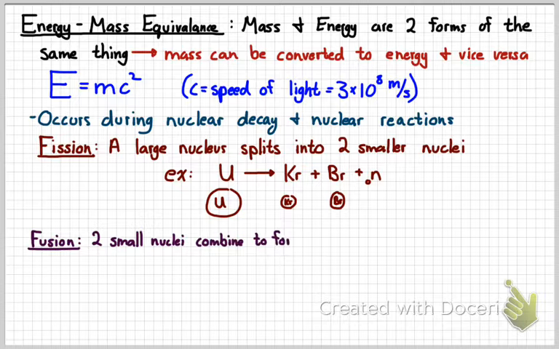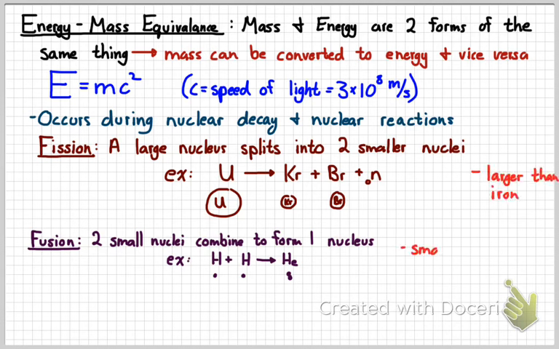The other kind of nuclear reaction is a fusion reaction, where 2 small nuclei combine to form a large nucleus. So an example is 2 hydrogen nuclei smashing together to form helium. Elements that undergo nuclear fission are typically larger than iron. So if you find iron on the periodic table, elements to the right and below iron would typically undergo fission reactions. Elements that are smaller than iron, like helium, hydrogen, carbon, oxygen, would undergo nuclear fusion.